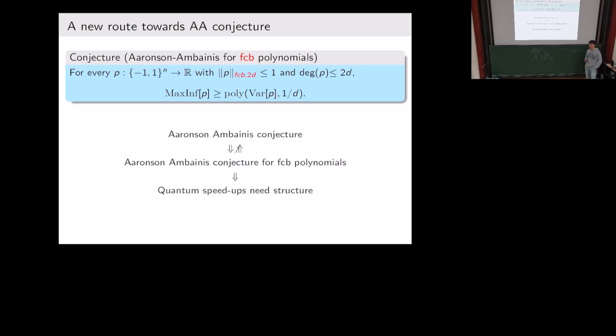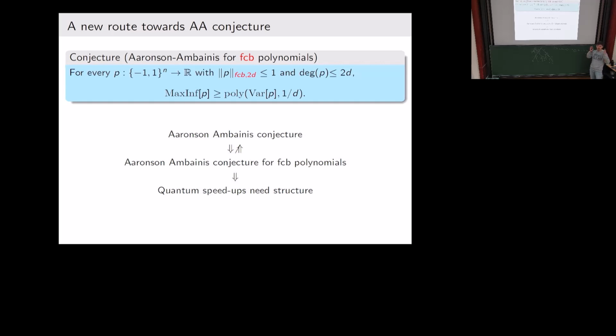Yeah, maybe you have to do something like that, divide the problem in some cases and use some machinery for every case. But somehow we have that the Aaronson-Ambainis conjecture as stated originally implies the Aaronson-Ambainis conjecture for Fourier completely bounded polynomials. The other way around is not necessarily true. And we still have that this conjecture that is weaker implies that quantum speedups need structure. And somehow this is the picture that we know.